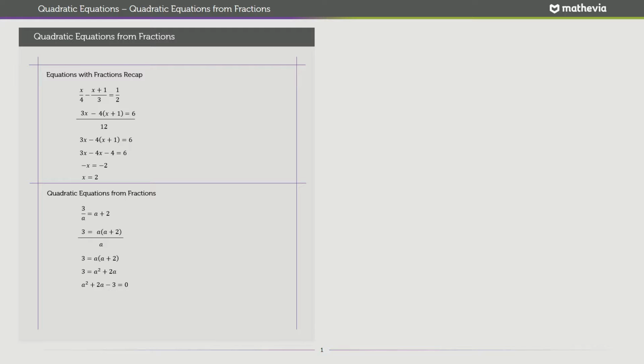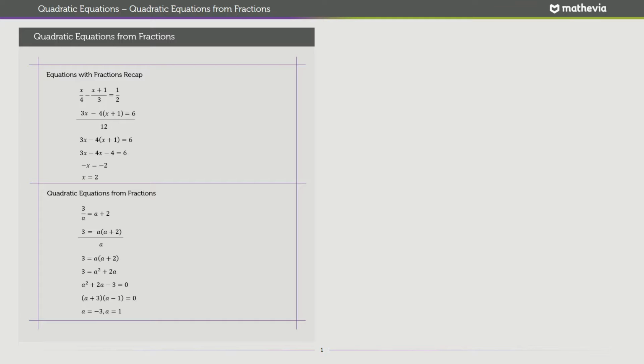So, a quadratic equation. Now, if we solve this quadratic equation by the method of factorization, we would end up with (a plus 3)(a minus 1) equals 0. And then we go ahead and work this, that a equals minus 3 and a equals 1. And that's it. Very simple stuff. That's all we're doing in this lesson.